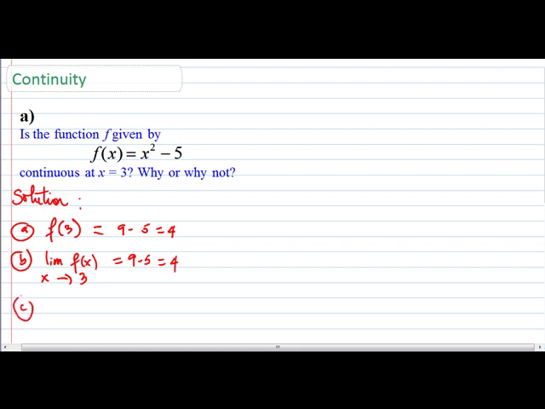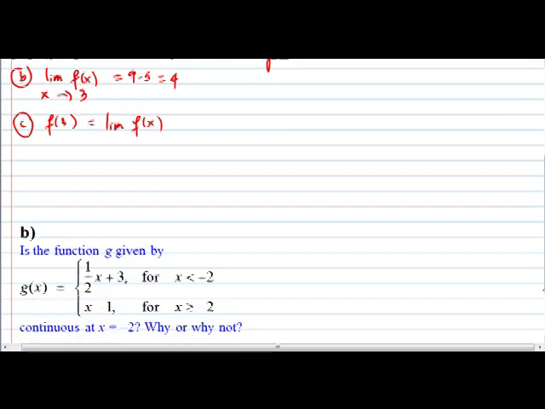And part C, seeing the output of the function, it is the same thing as the limit of the function. Therefore, I have f of 3 is the same as the limit of the function. So my conclusion is yes, this function is continuous at 3.